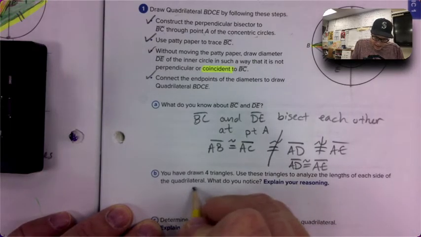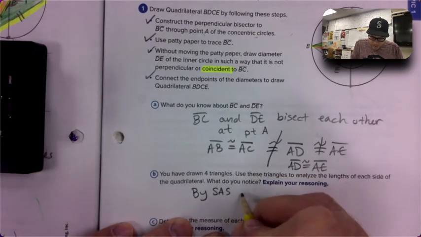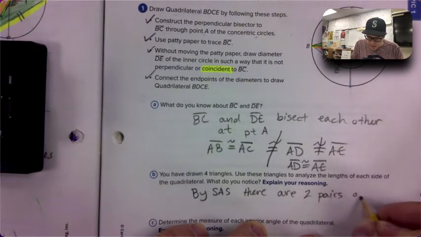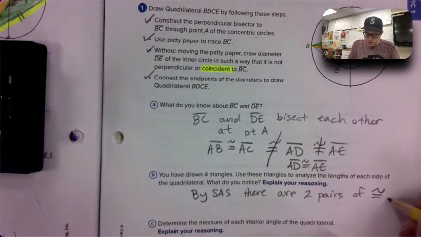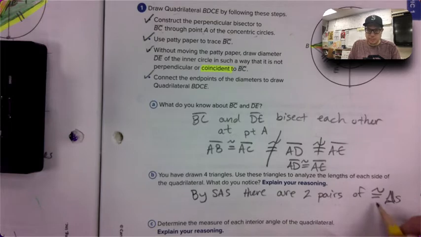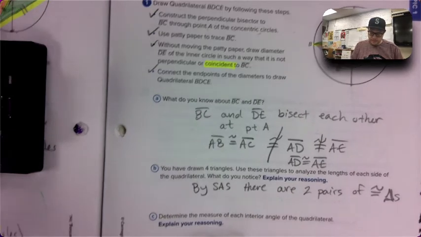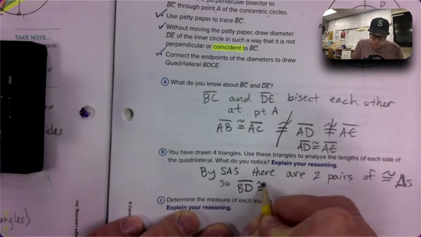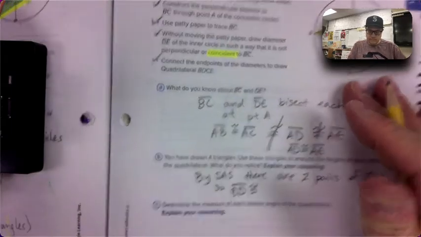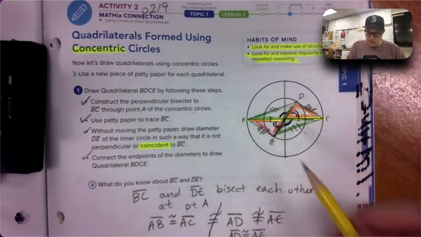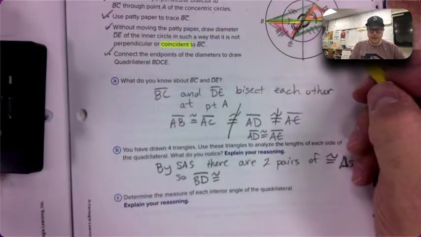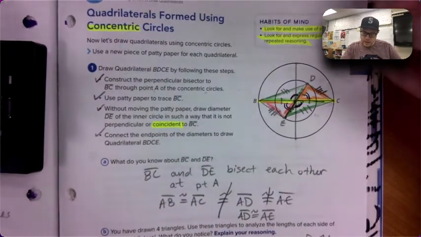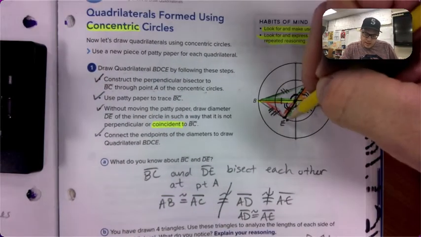We're going to say by SAS, there are 2 pairs of congruent triangles. I hope you're okay with symbols instead of words. I know I'm trying to be abbreviated. So BD is congruent, that's this one right here, to CE. My face is in the way. DC is congruent to EB.